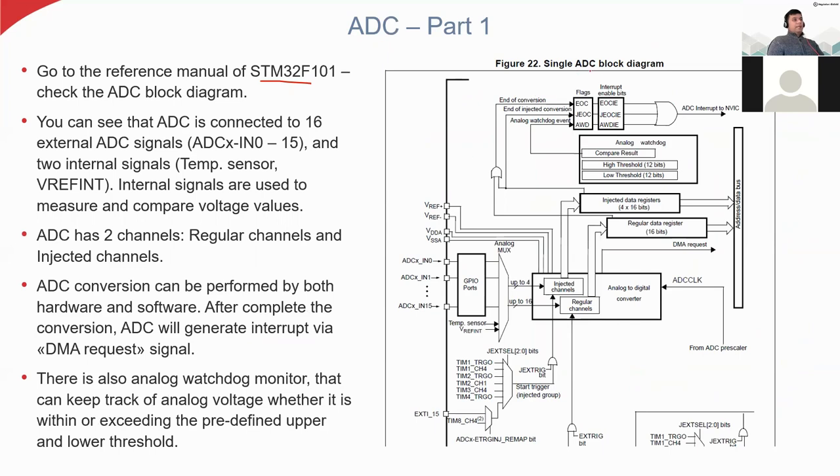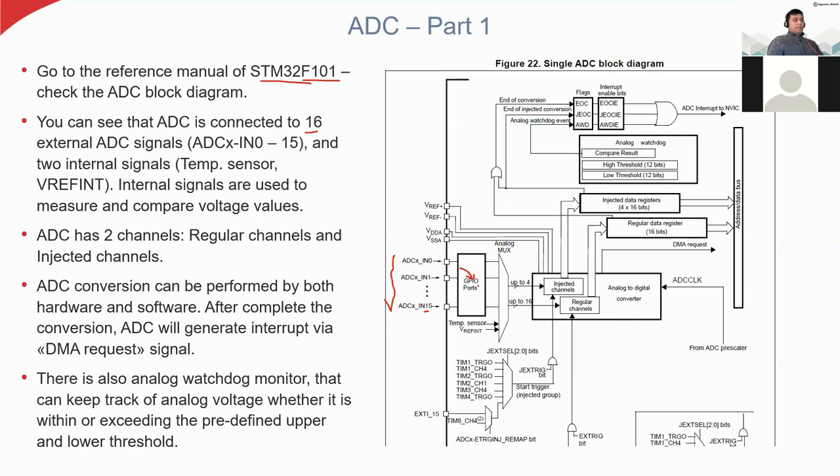So you can see this is the ADC block diagram of this F101 microcontroller. Here you can see these are all 16 external ADC signals, ADC_X_in0 up to ADC_X_in15. So we have 16 external ADC signals which are connected to the microcontroller GPIO ports, because in the general purpose input output pin, you can set up any function.